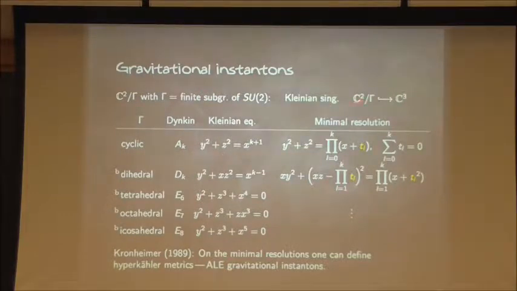this equation in C3, so we have x, y, and z complex coordinates, cuts down a complex surface in C3 with 4 real dimensions, so it's a 4-dimensional manifold. It's not really a manifold, it's a variety because it has a singularity at x equals y equals z equals 0. It's a singularity of type A_k.